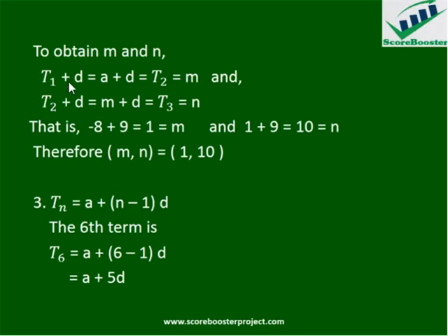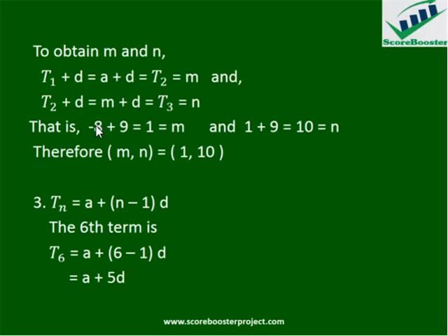It's either you add two common differences to the first term, or you add a common difference to the second term. So here we choose adding a common difference to the second term, and you now know that the value for the second term here is M. That is, M plus the common difference will give the third term, which is denoted as N. So you already know the value for the first term, which is minus 8, and the value for the common difference, which is 9.